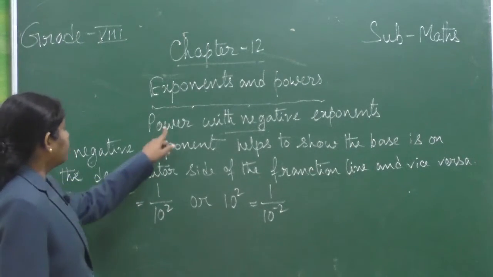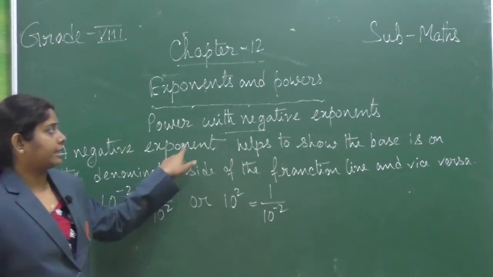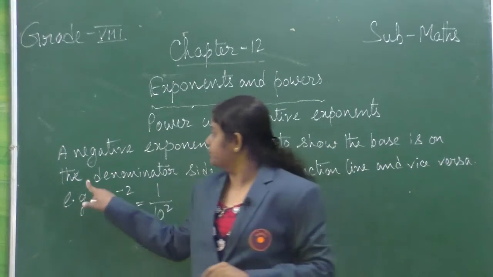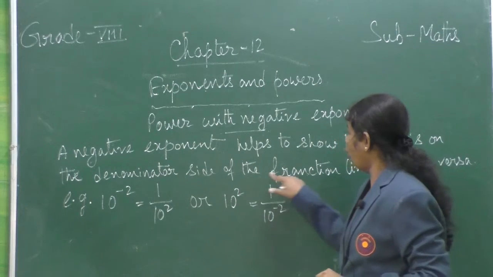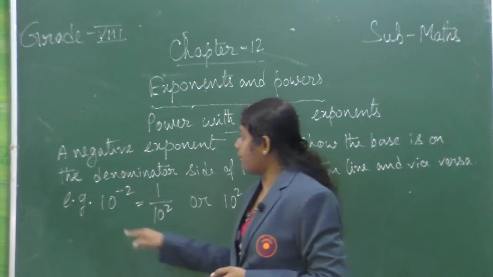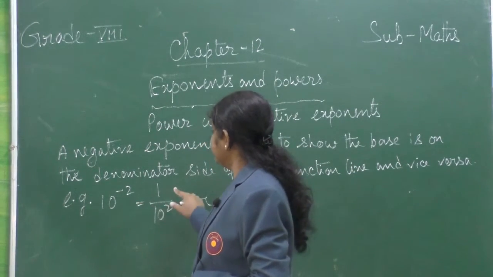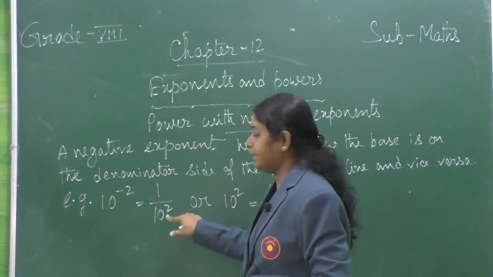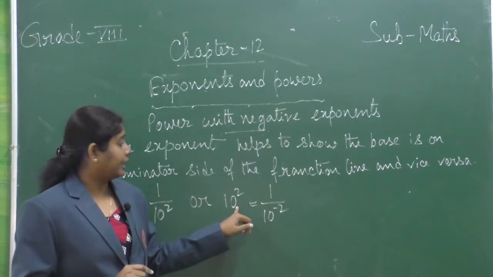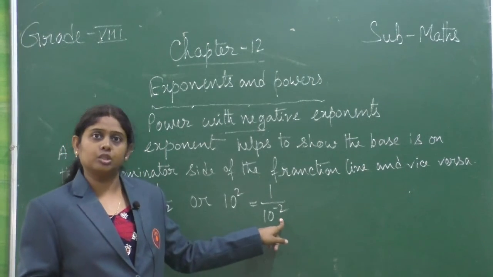Second topic is power with negative exponents. The negative exponent helps to show the base is on the denominator side of the fraction line and vice versa. Come to the example 10 to the power minus 2. We can write it is equal to 1 by 10 square, or if we take 10 square, then it will be equal to 1 by 10 to the power minus 2.